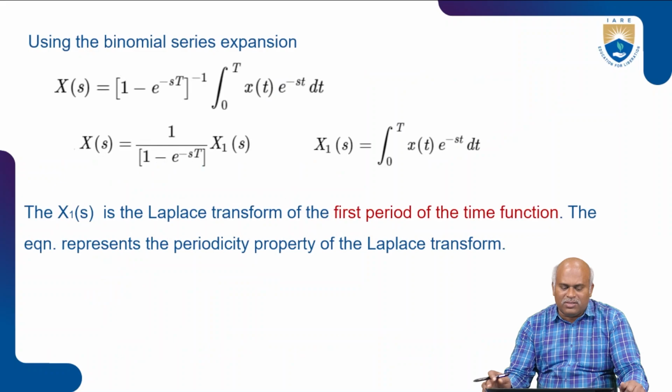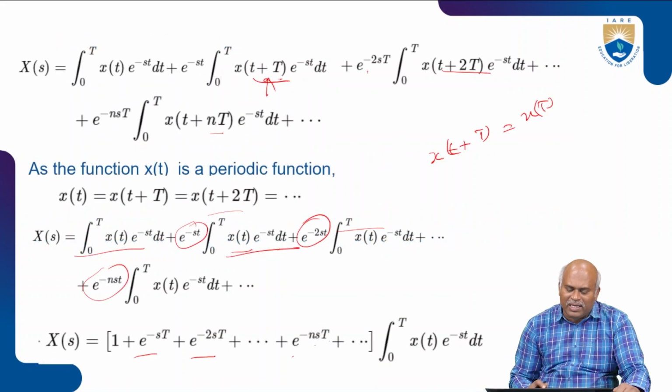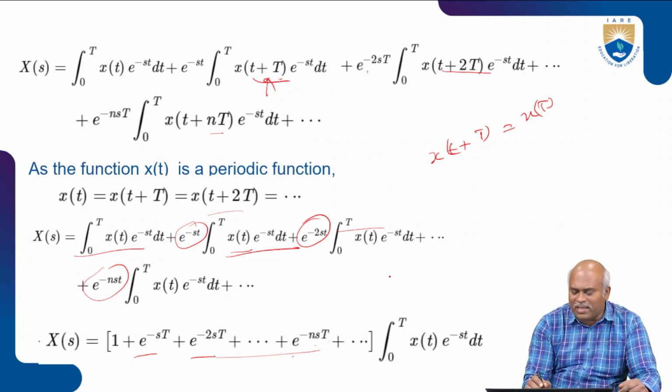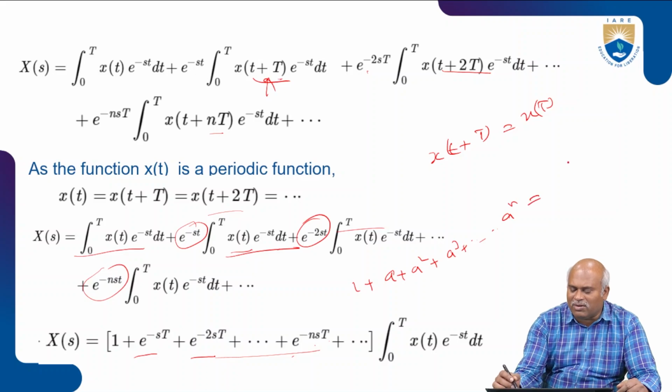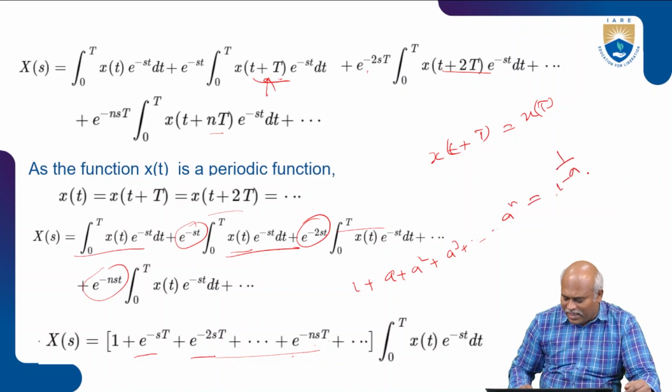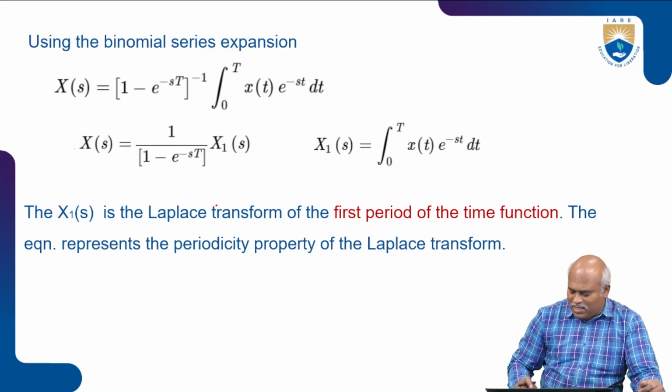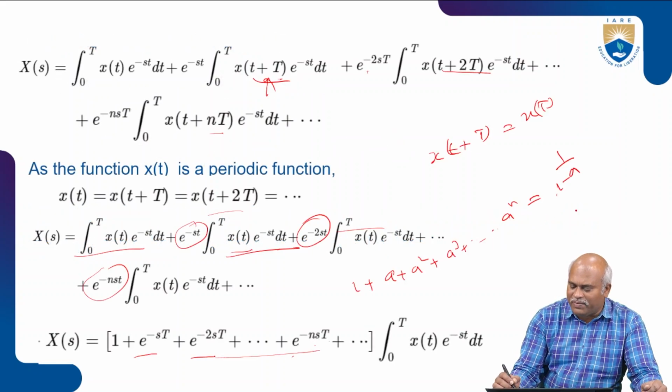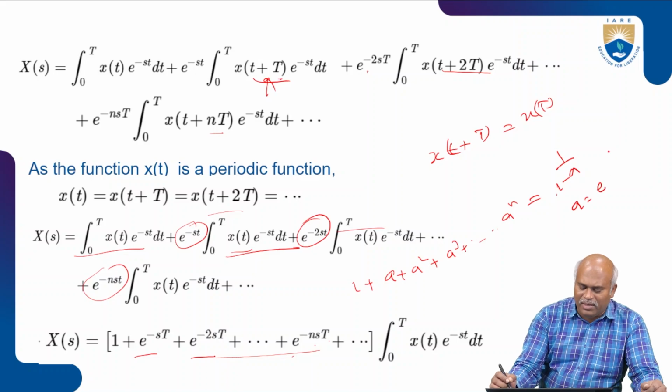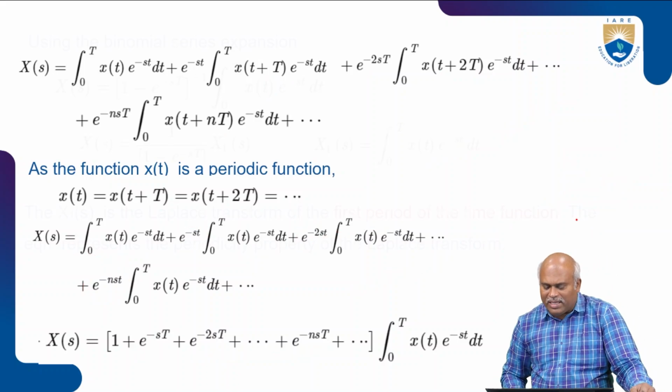This is called a unilateral sequence. This geometric series is represented as 1 plus a plus a squared plus a cubed, up to a^n, and this value is equal to 1 by (1 minus a). Here, the term a is equal to e^(-sT), and a squared is e^(-2sT). We take it like that to simplify.